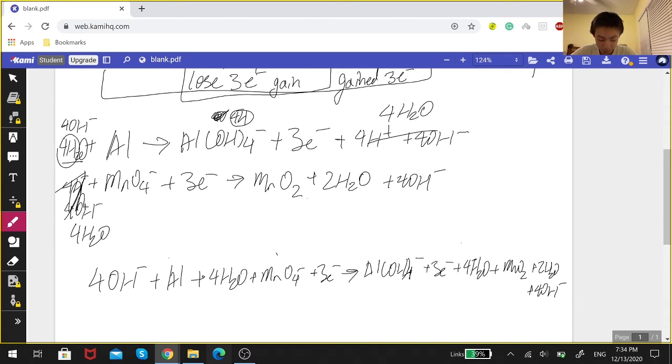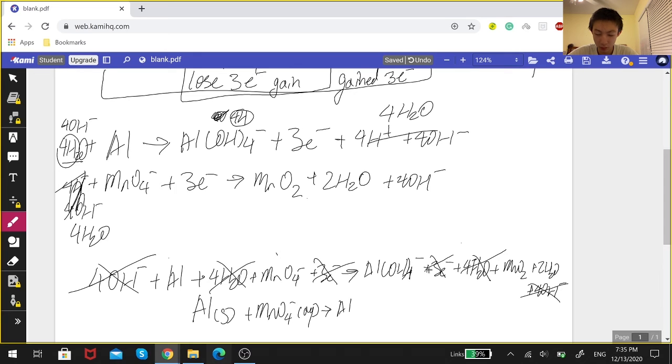Okay, so OH minus cancels out with OH minus. 4 H2O cancels out with 4 H2O. 3 electrons cancels out with 3 electrons. So that leaves us with Al solid plus MnO4 minus aqueous yields AlOH4 minus aqueous plus MnO2 plus 2 H2O liquid. Oops, I forgot to write aqueous for MnO2.